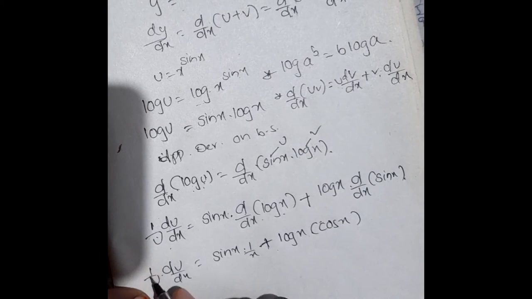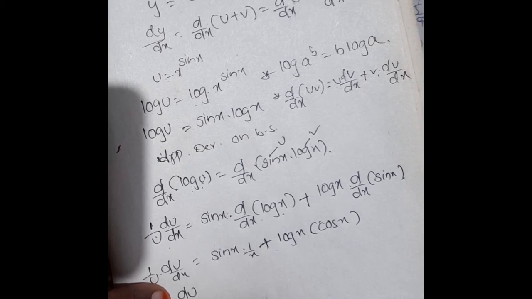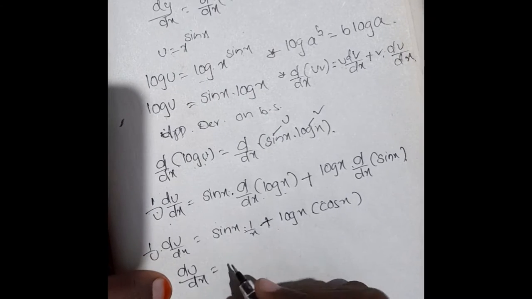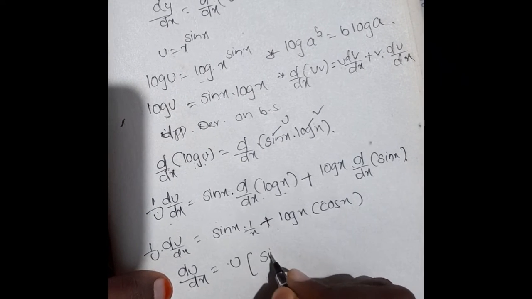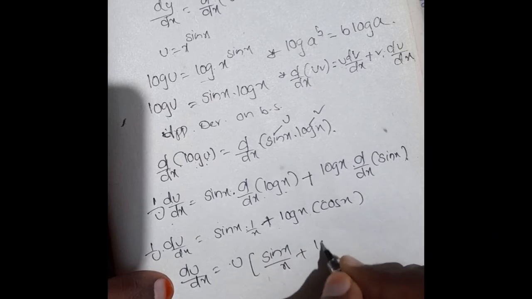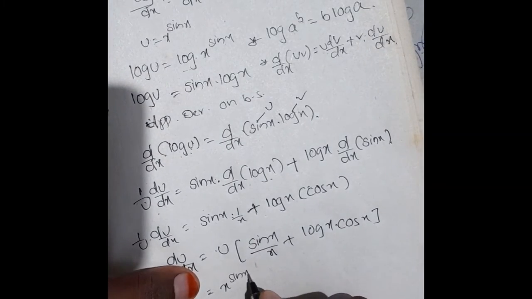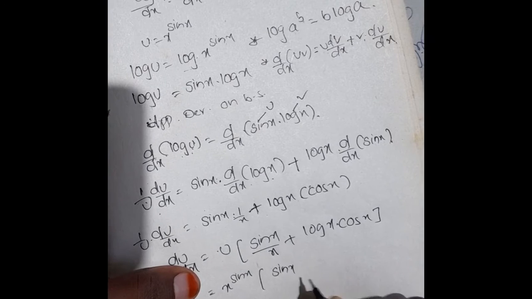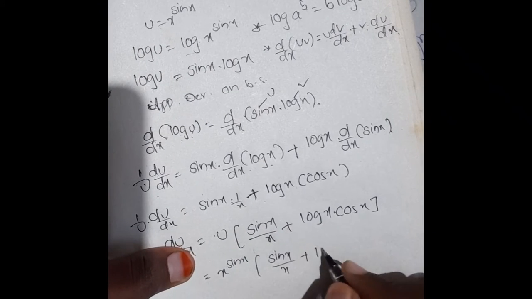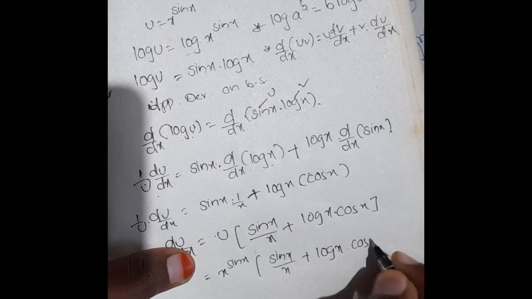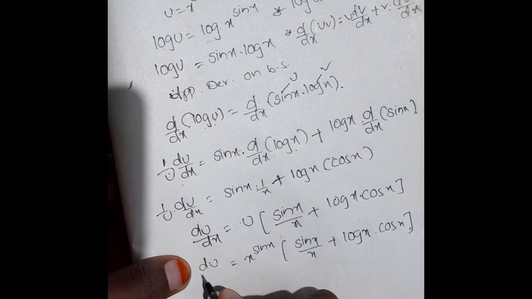Now transposing 1 by u to the other side, du by dx equals u into sin x by x plus log x into cos x. What is u? x to the power sin x. So du by dx equals x to the power sin x into sin x by x plus log x into cos x.